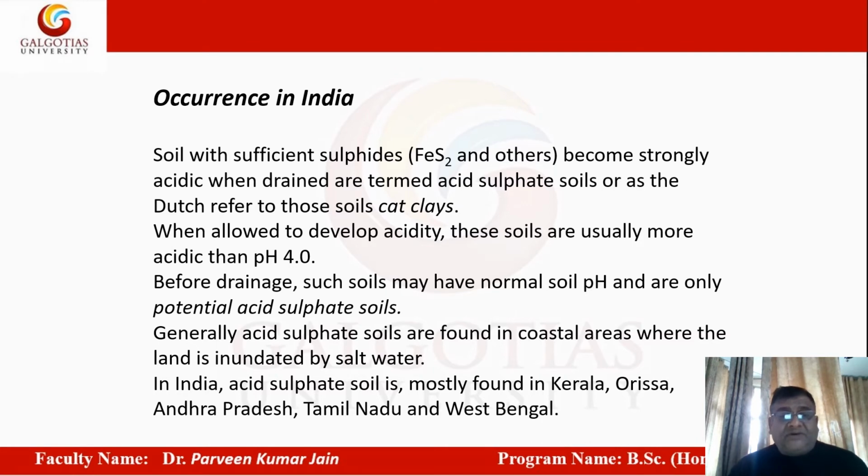When allowed to develop acidity, these soils are usually more acidic than pH 4.4, 4, sorry. Before drainage, such soils may have normal soil pH and are only potential acid sulfate soils. Generally, these kinds of soils in the country are present in coastal areas, like Kerala, Odisha, Andhra Pradesh, Tamil Nadu, West Bengal. These are the areas where these kinds of soils are more dominating.